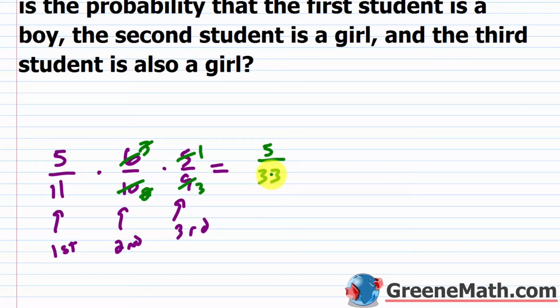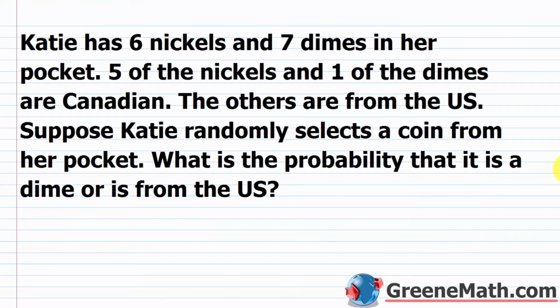So you have 5 over 33, which is the probability of picking a boy, then a girl, then a girl. All right, so now let's talk about some word problems that involve this or. So when event A happens or an event B happens. So with this, we're going to be adding now.